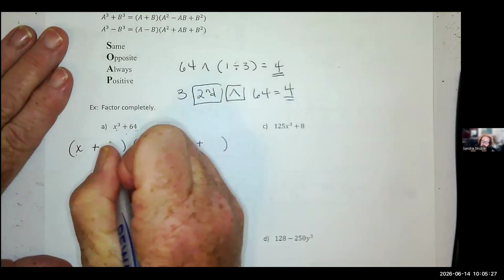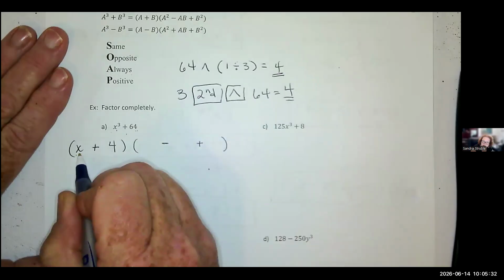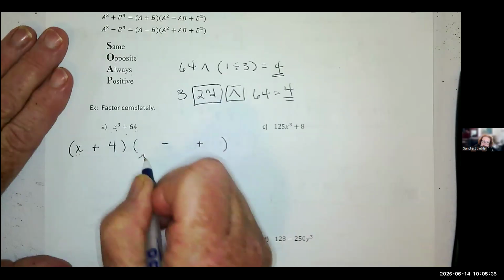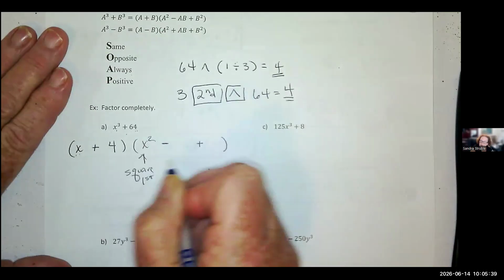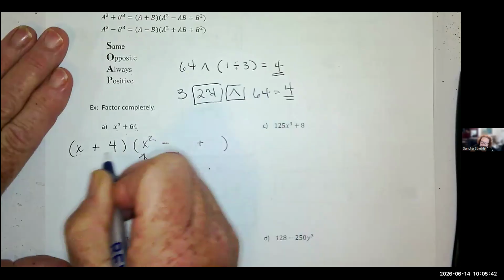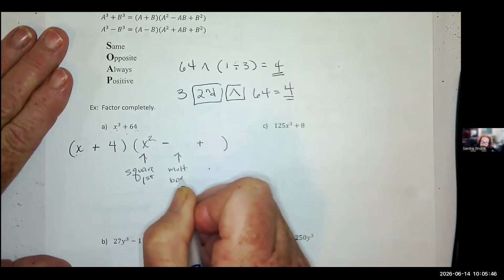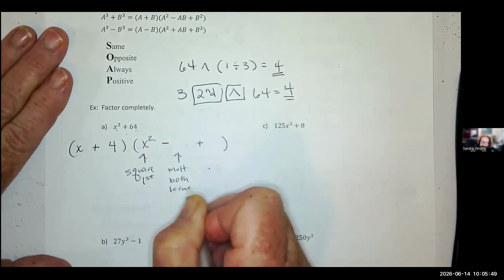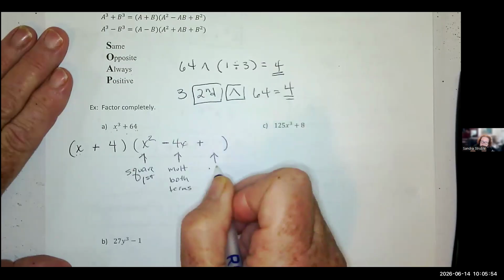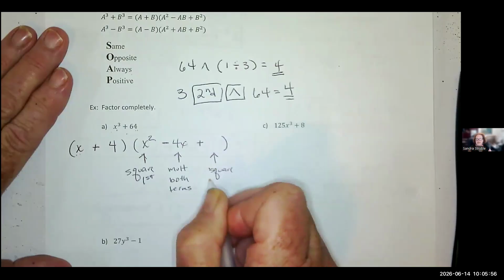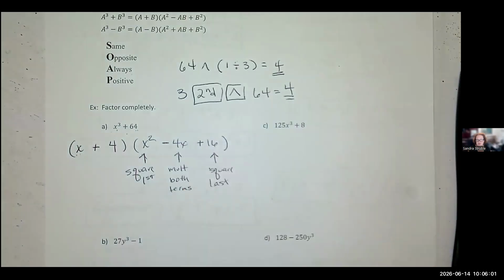Now to create my trinomial, I have to square my first term. Square the first. Multiply these two together. Don't double it. Just multiply both terms. And this has to do with your binomial. And then what goes here is the square. Square the last. 4 squared is 16. All right, that is the sum of two cubes.